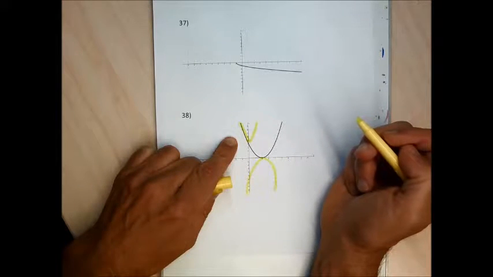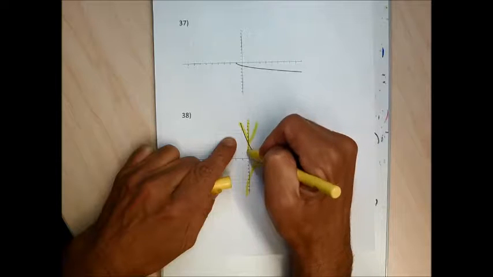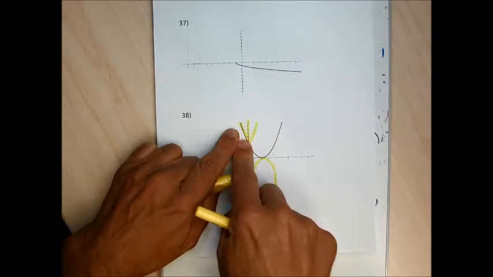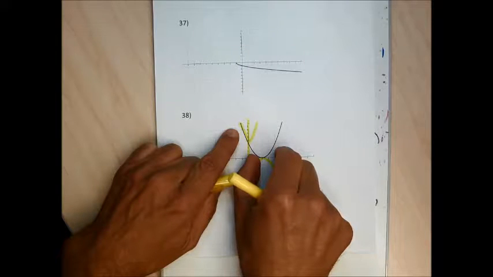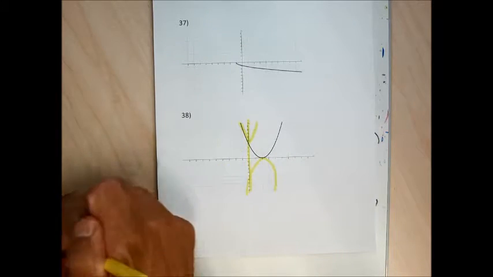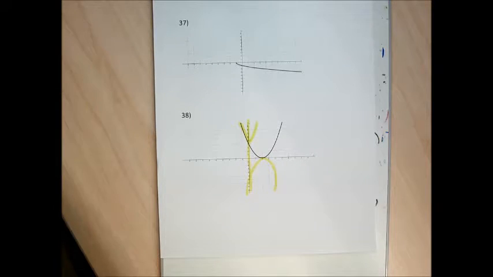It doesn't have y-axis symmetry, because if I draw a line through the y-axis, I get a little bit to the left of the y-axis and a big chunk to the right of the y-axis, and there's not a mirrored image on either side of the y-axis, so it doesn't have y-axis symmetry.